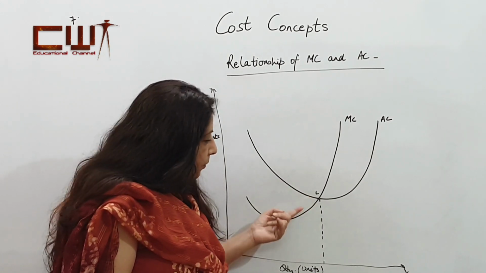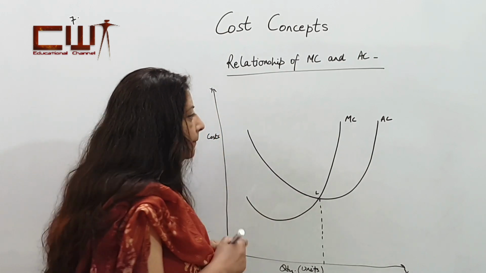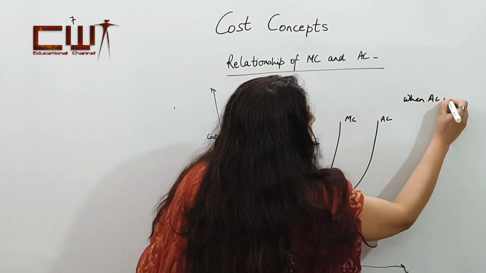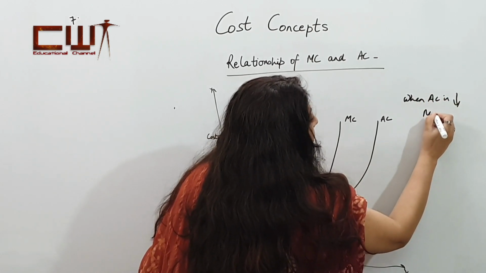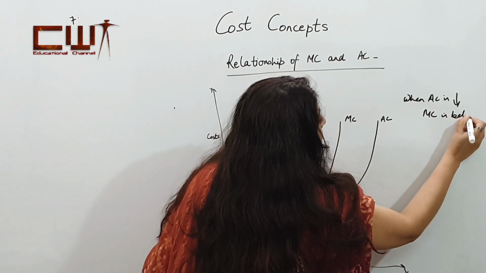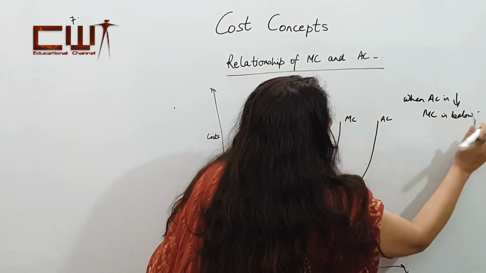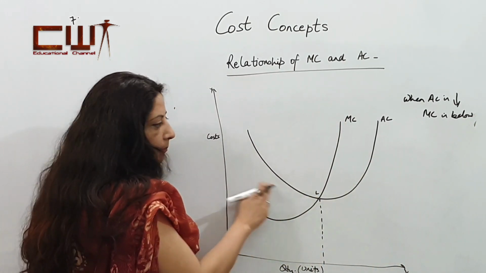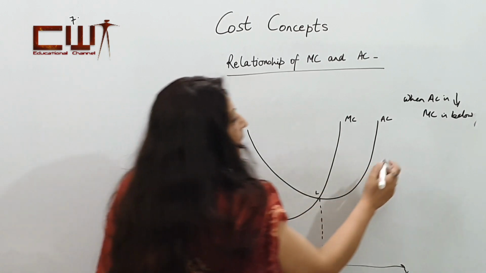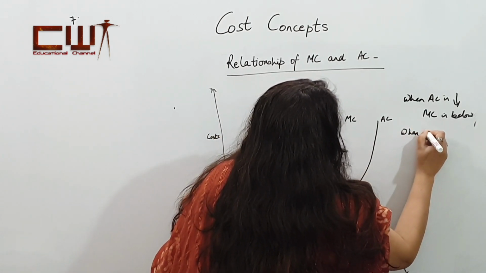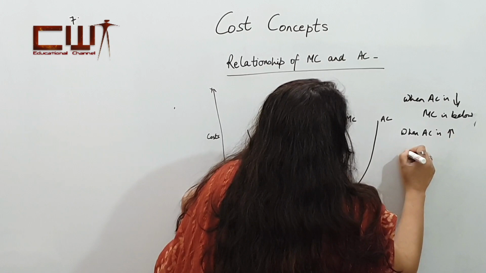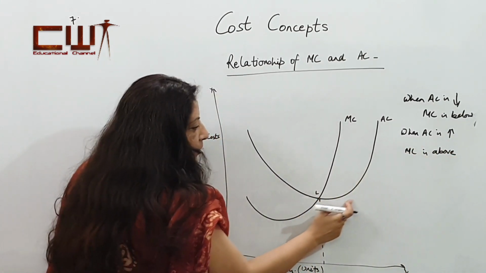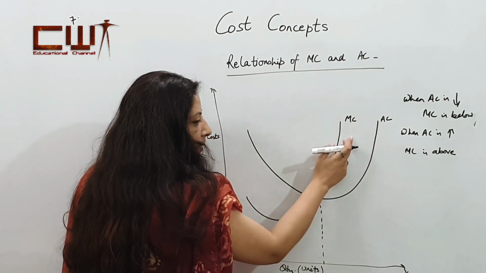So the thing to observe here is that when average cost is falling, marginal cost is below it. Marginal cost is below the average. When average is falling, marginal cost is below it. Or when average cost is rising, marginal cost is above it. When average cost is rising, marginal is above it.